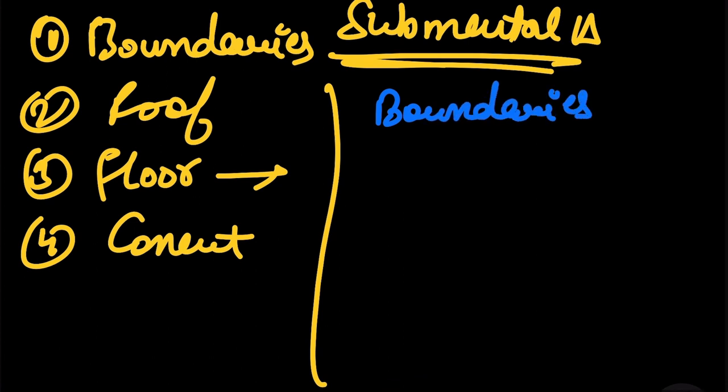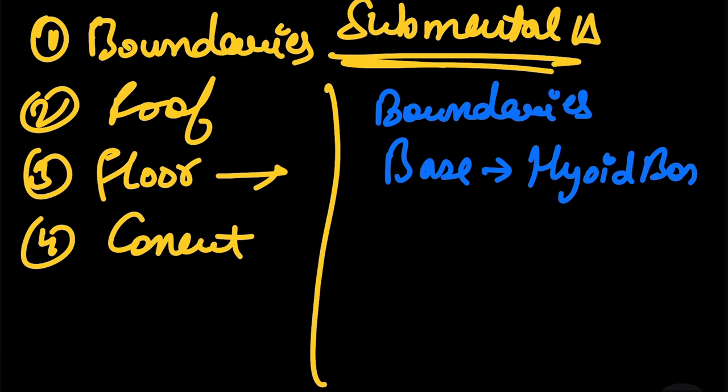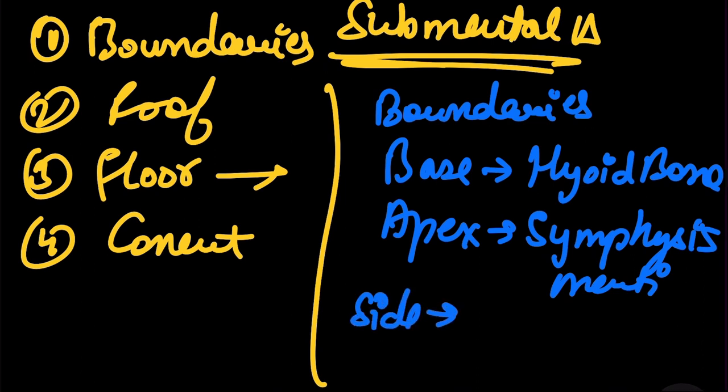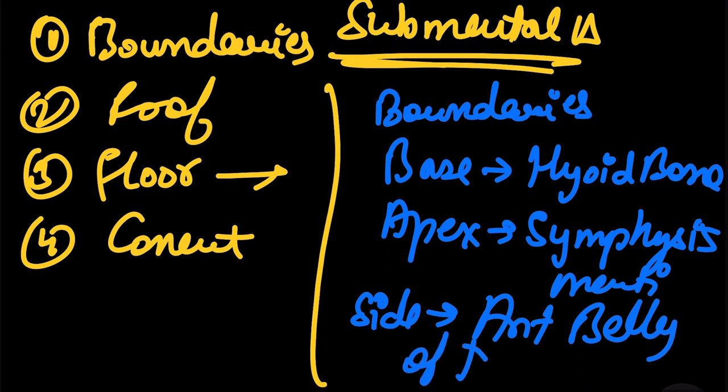In the boundaries part, first we have a base. Base is from the hyoid bone. Then we have an apex. Apex is by symphysis menti. And lastly, for the side part, we have the anterior belly of digastric, that is the submandibular triangle. This is its boundary.